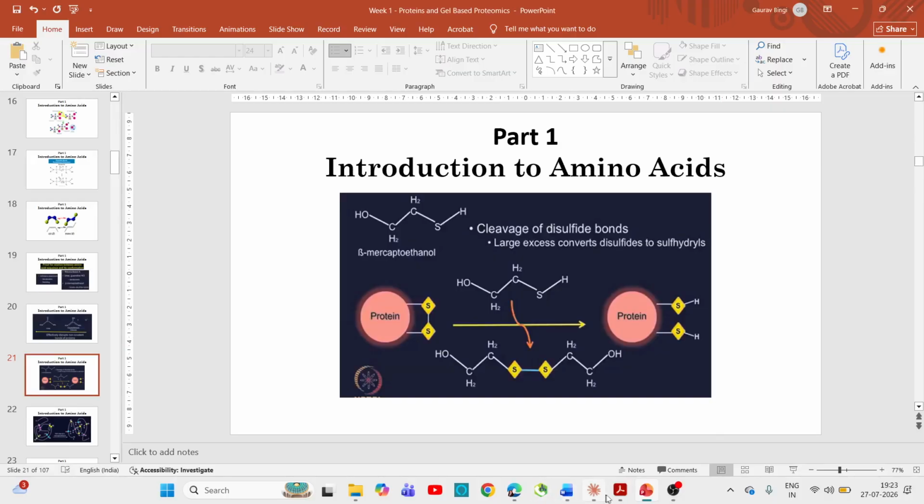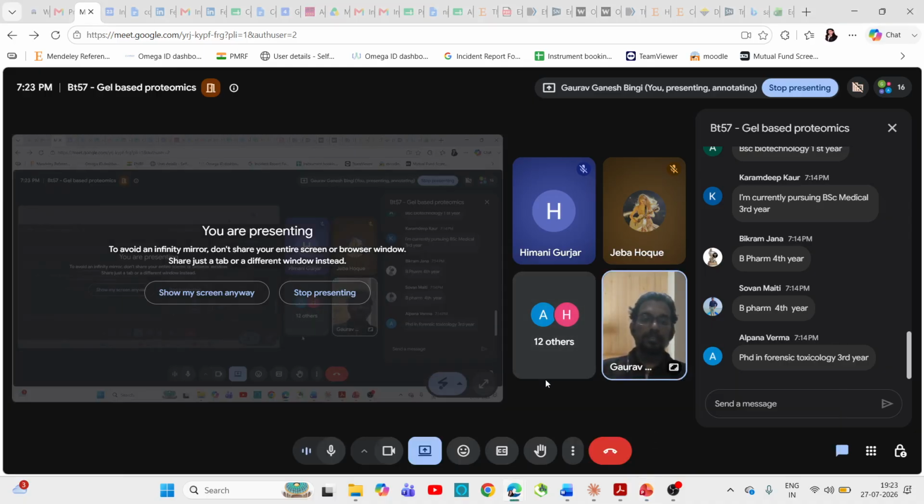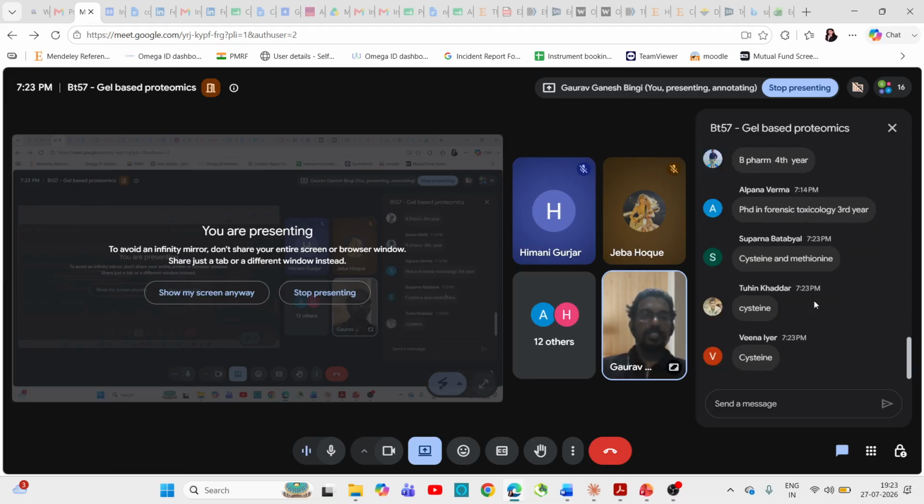Can you all tell me which are those two amino acids which have the sulfur group in them? Yes, people. Are you all listening to me? So there's cysteine and methionine. Yes, great. Suparna, Tuhin and Veena. Cysteine is for sure. There's methionine as well, which has sulfur in it.